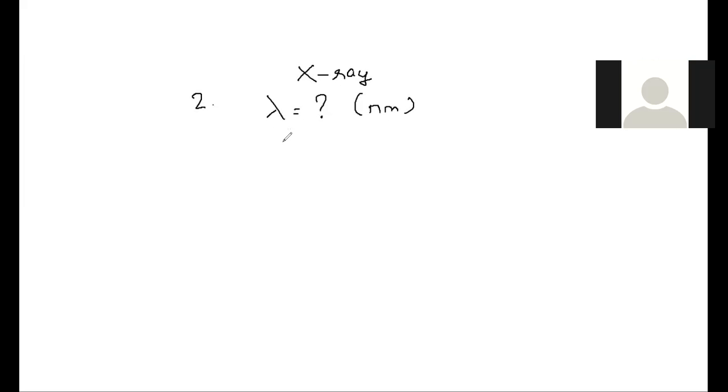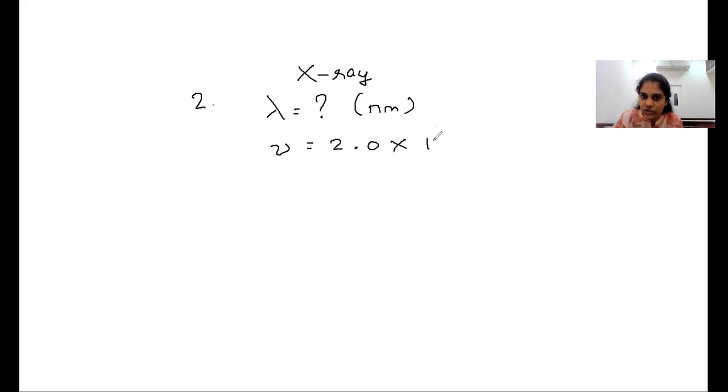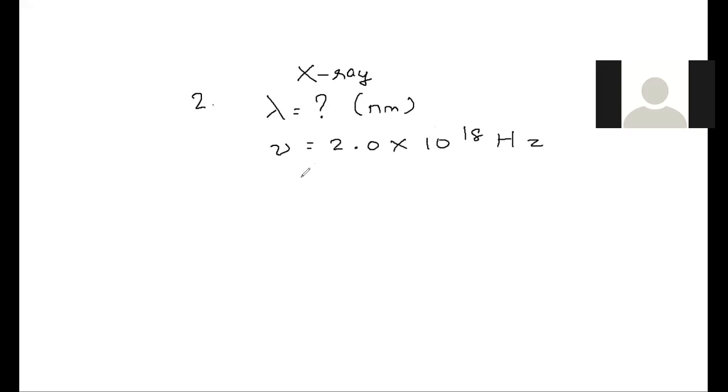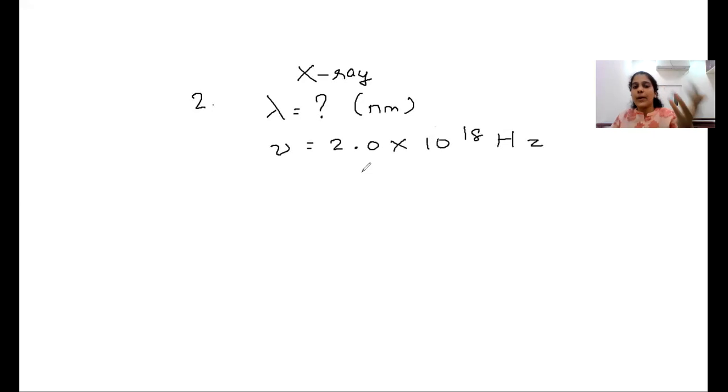Of frequency 2.0 into 10 raised to 18 hertz. Okay, 2.0 into 10 raised to 18 hertz. Okay. Now, fine. So the question is, students, we are supposed to find wavelength and all they have given us is just frequency. So can you all tell me how the solution will come over here? What can I use over here?